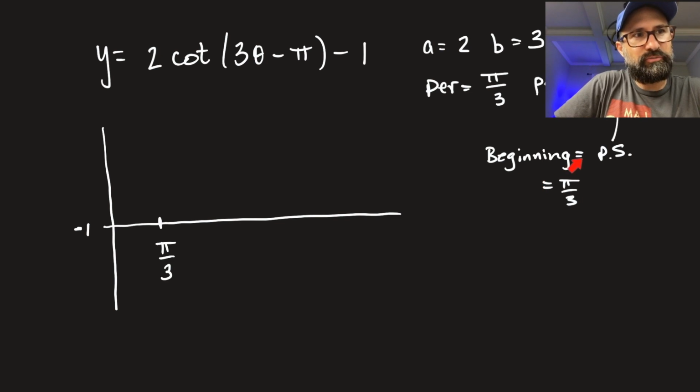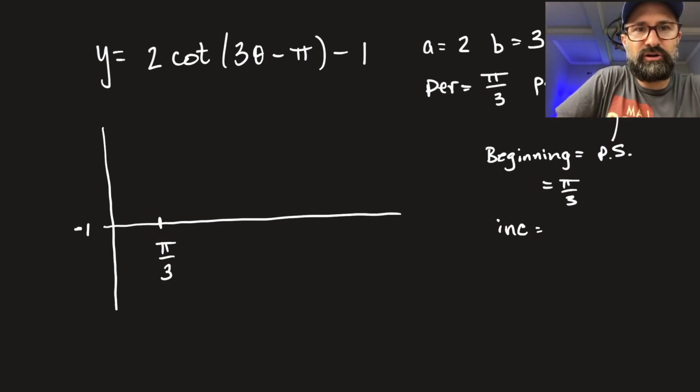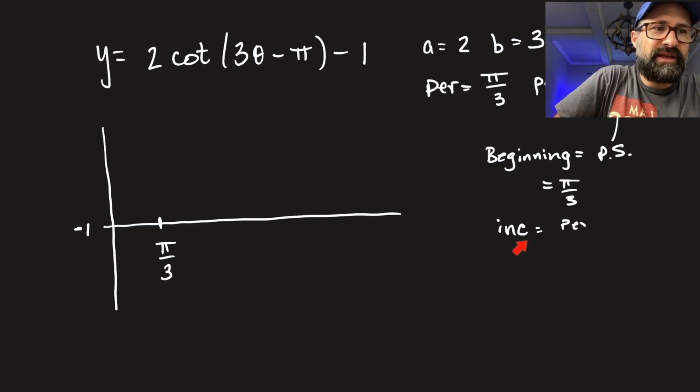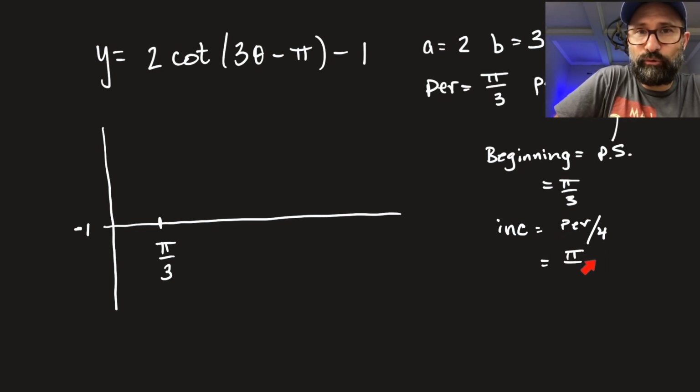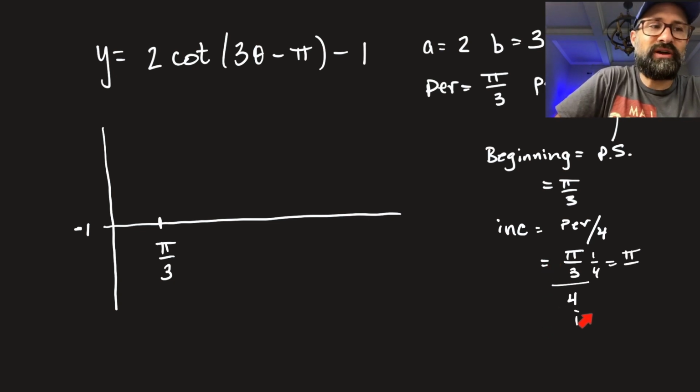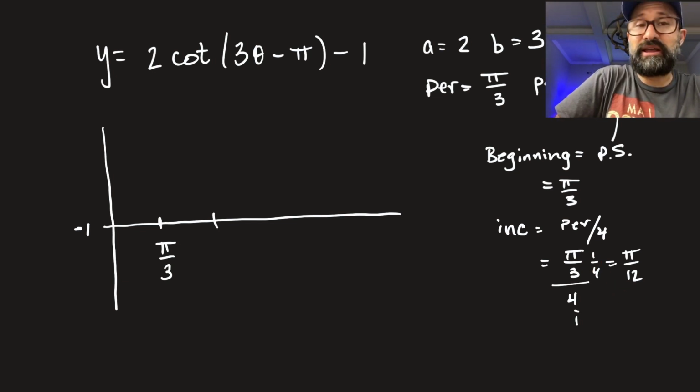The phase shift, we're going to mark that on my horizontal axis. My phase shift was positive, so I went ahead and put down my y-axis. My increment, if you remember back from sine and cosine, is going to be my period divided by 4. We're going to do the exact same thing again. So take pi over 3 divided by 4, which is 4 over 1. Flip that over, and you get pi over 12 as my increment.